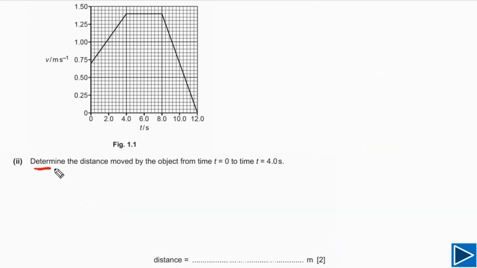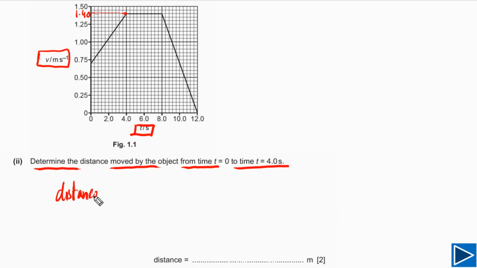For the second part, we need to determine the distance moved by the object from t equal to 0 to t equal to 4 seconds. A velocity versus time graph is given to us. It simply means that we need to find the area under this line. We have already found the y coordinate, which was 1.40. Now we need to find the distance. We simply need to find this area, and this is a trapezium.